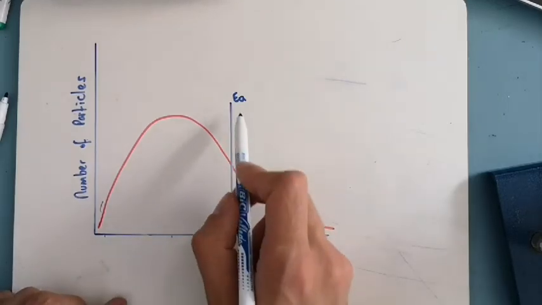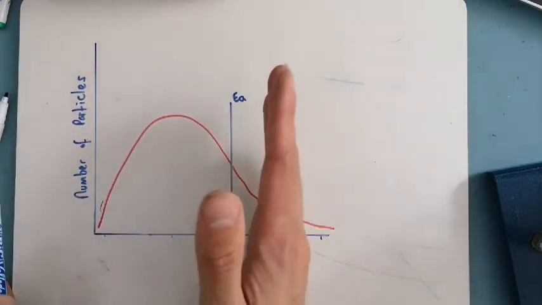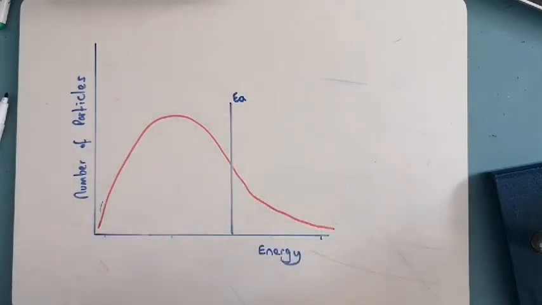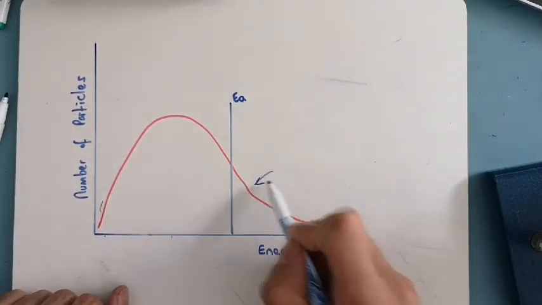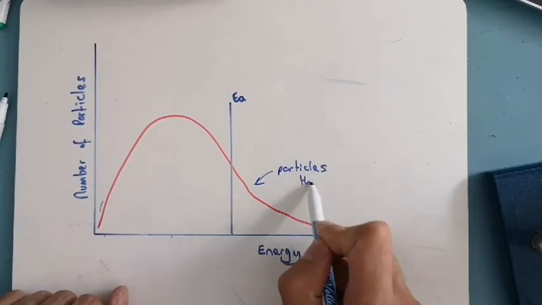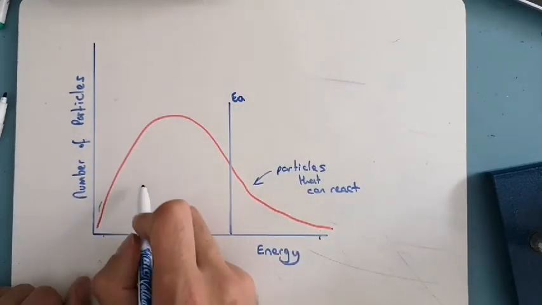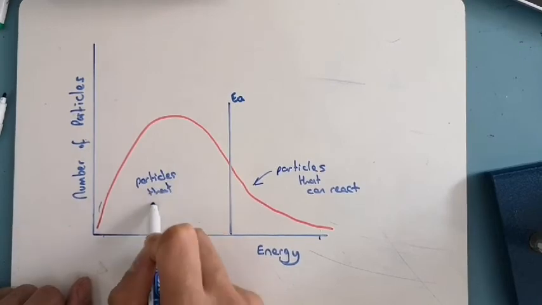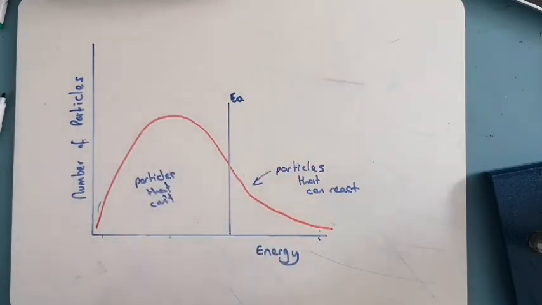We also have this line here I'm going to put in, and this is just for any reaction. There'll be an activation energy, and that could be this high up, it could be right down here, it could be anywhere. It helps me to illustrate if I put it where it is now. To the right of this line, so down here, these are the particles with enough energy to react. So these can react. And to the left, in here, these are particles that can't react because they don't have enough energy. They're too low in energy. So that's what the activation energy line tells us.